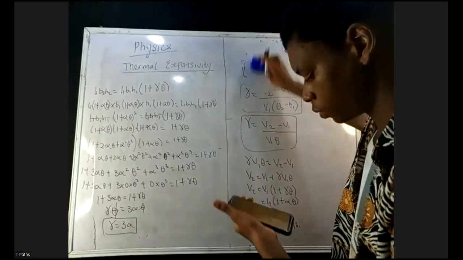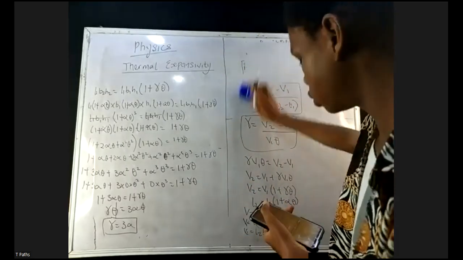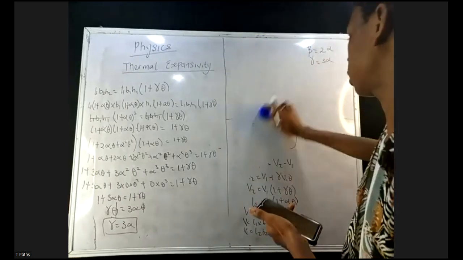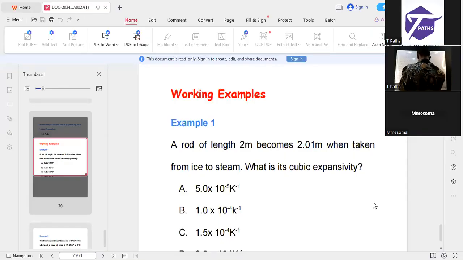All right, so the first example says a rod of length 2 meters becomes 2.01 meters when taken from ice to steam. What is its cubic expansivity? The first thing is, when taken from ice, what is the temperature at ice point? Temperature at ice point is 0 degrees Celsius, and temperature at steam point is 100 degrees Celsius. So my theta 1 is 0 degrees Celsius. My theta 2 is 100 degrees Celsius.